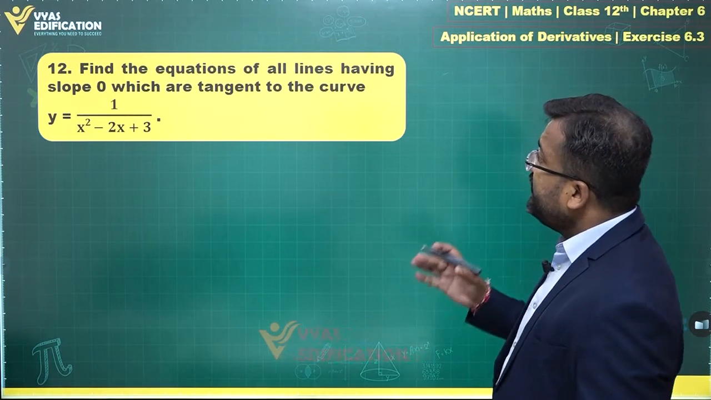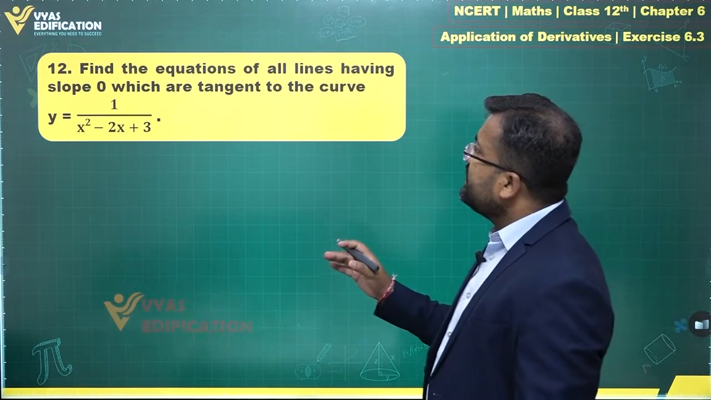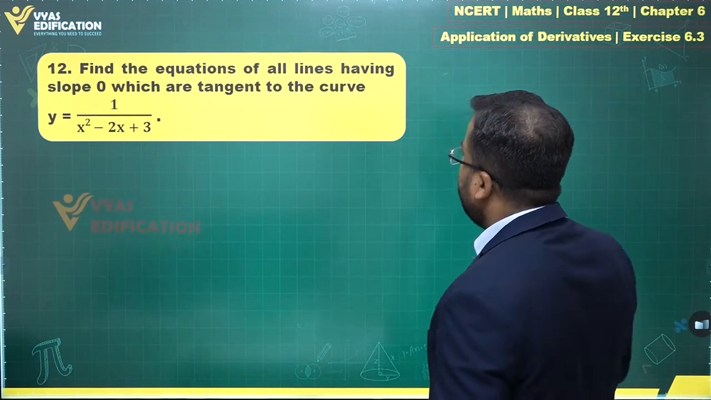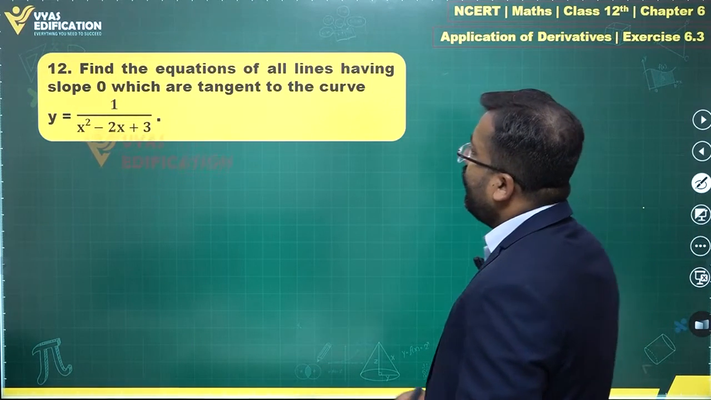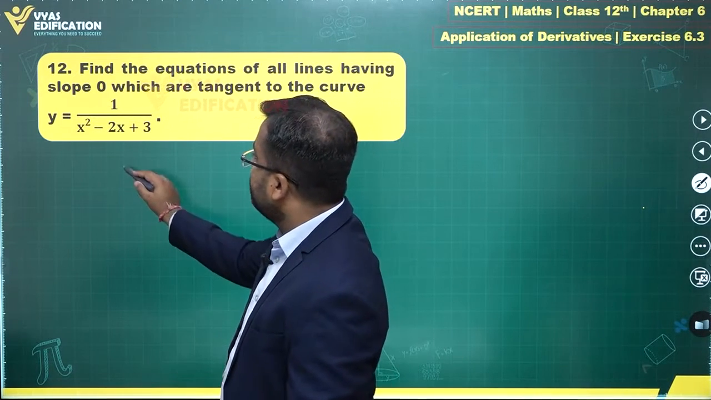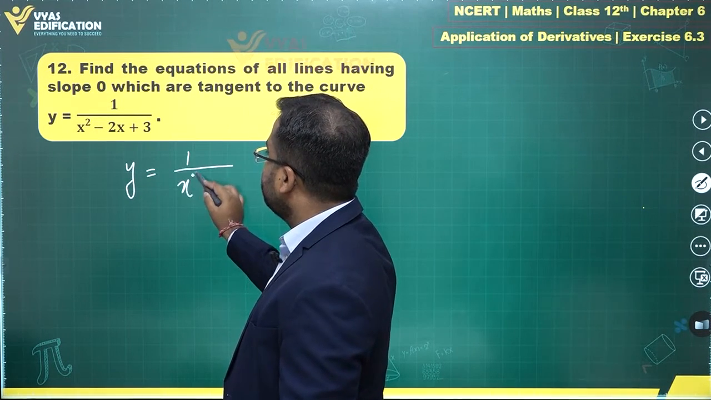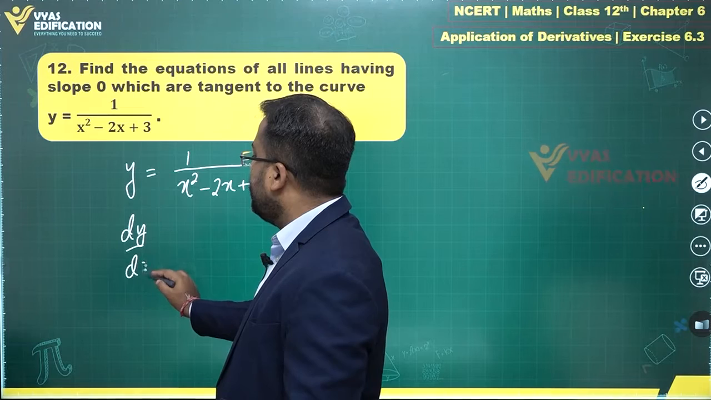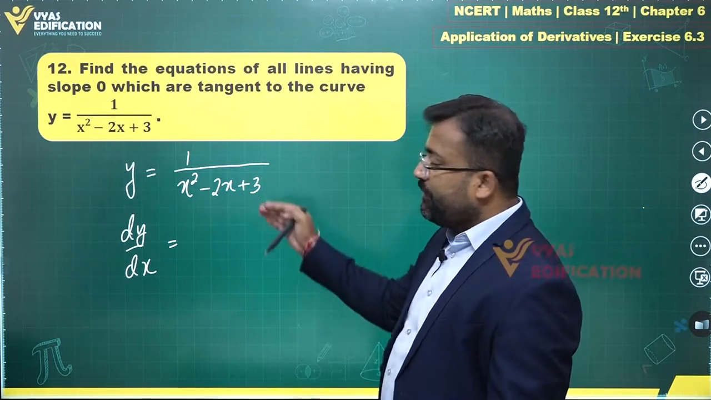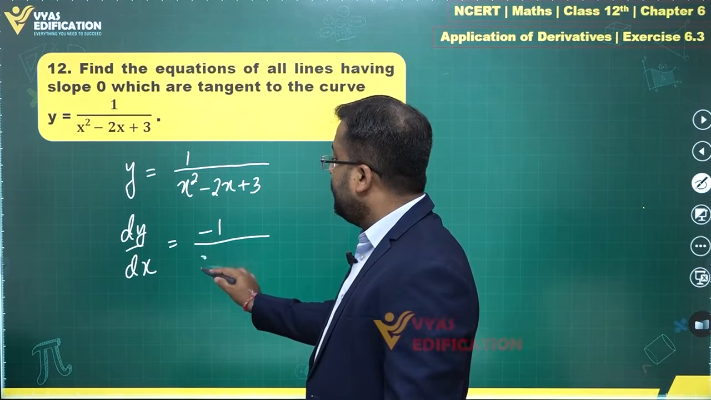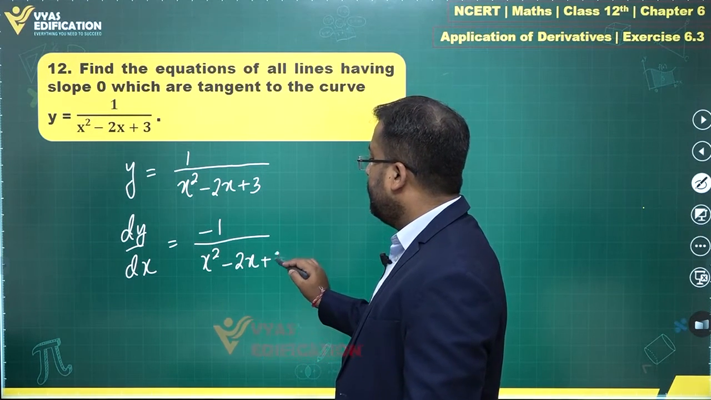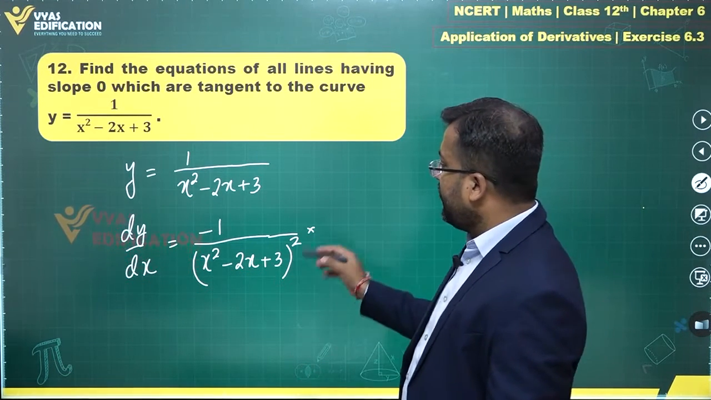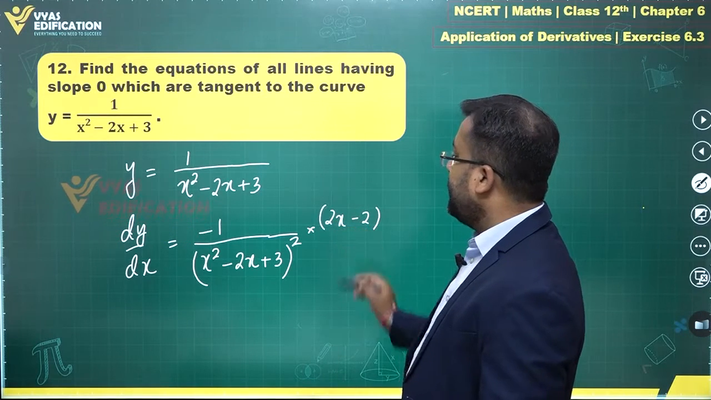Question 12 says: find the equations of all lines having slope 0 which are tangent to the curve. This time the slope is given to be 0 for the tangent, and the curve is given as y is equal to 1 over x square minus 2x plus 3. So let's begin with this and find the derivative. dy by dx will be equal to, since this is 1 upon some function, the derivative is minus 1 upon that function square, times the derivative of this, which is 2x minus 2.